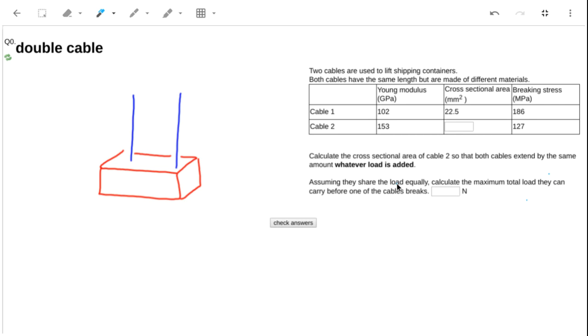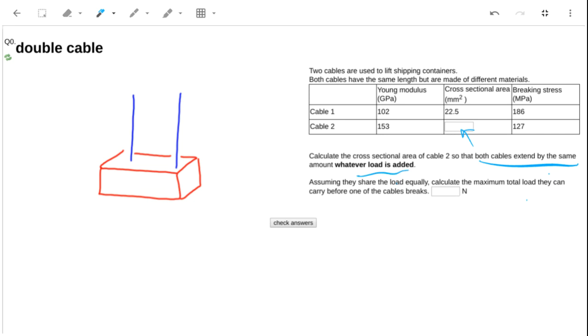Hi. There are two cables. They have the same length, but they are made of different materials. We've got a Young modulus and a cross-sectional area and a breaking stress for each cable. There's one missing. Calculate the missing cross-sectional area so that both cables extend by the same amount.